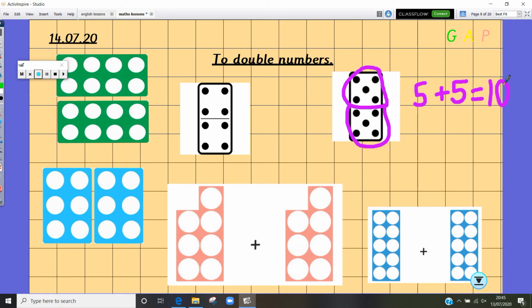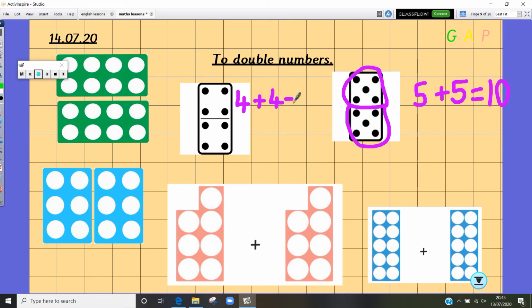Okay, and I can double check it by counting the dots, that's not a problem, or counting in fives, 5, 10. Back in 1, 2, 3, 4, 5, 6, 7, 8, 9, 10. So that is double 5 to make 10. So here we've got the number 4, and we're going to add it to itself, the same number, the number 4.